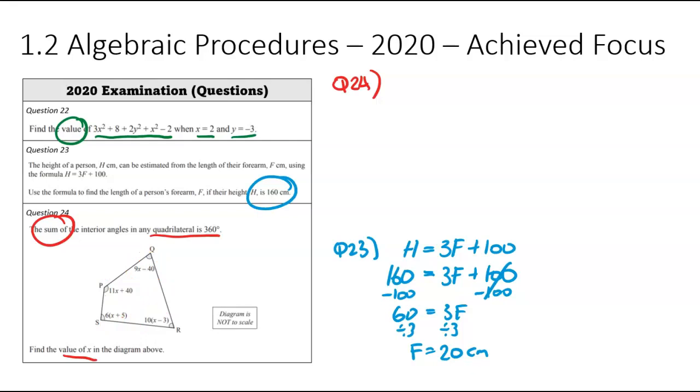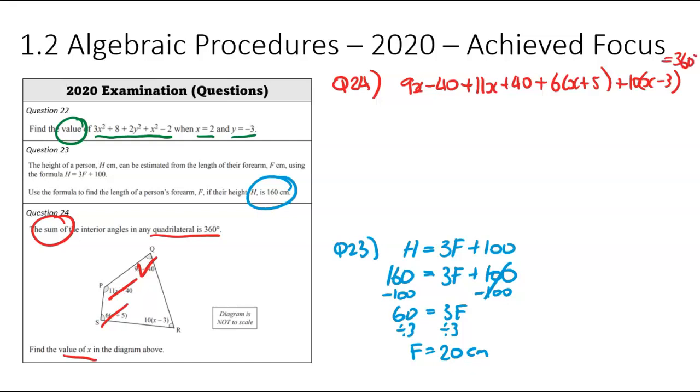So let's start off with that. So we're going to have 9x minus 40, which is that first one there. We're then going to plus 11x plus 40. We're then going to do the next angle, which is 6, and then brackets, x plus 5, and then finally the very end, plus 10, and then in brackets, x minus 3. And forgive me, I've run out of working, but just above here, I'm going to write that should be equal to 360 degrees, because that's what we were told about here.